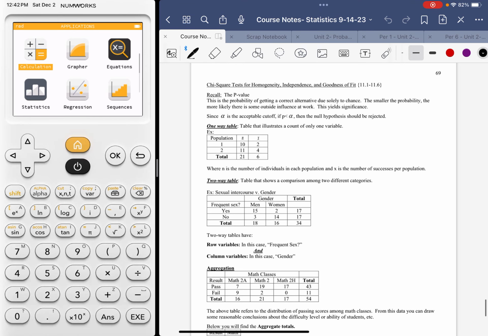All right, looking at page 69, we have the chi-square test for homogeneity, independence, and goodness of fit. This basically refers to any kind of tabular situation. Well, maybe not any kind, but a good chunk of them are. We think about a chi-square test as being appropriate when you're dealing with more than two population proportions.